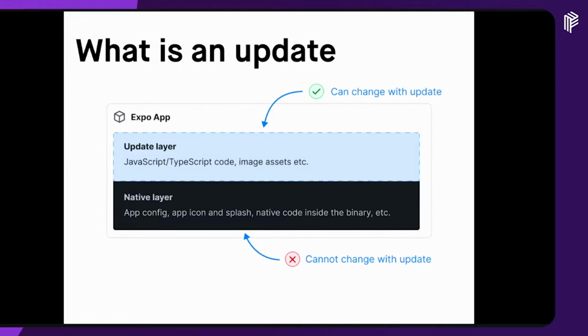We've also got something at a native layer, which are things that are considered more static. So for example, your application config, which is stuff like your Google services JSON or your info plist, things like your app icon or your native code, those are things that are considered static and can't change with an update delivery. These things can only be changed when you rebuild your app.